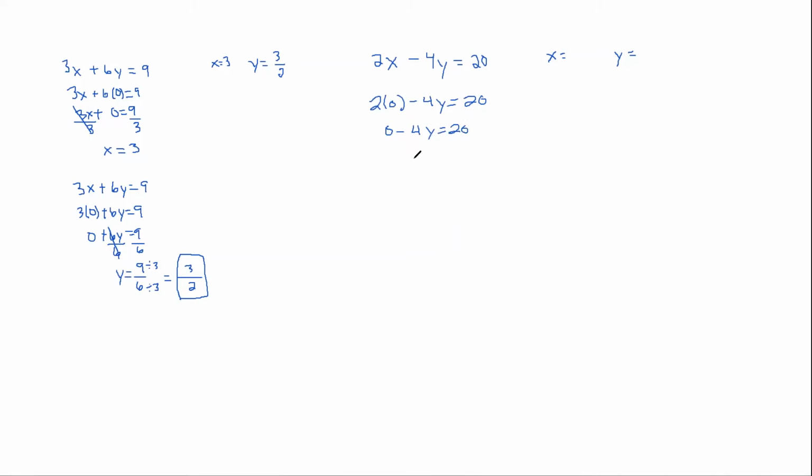Okay. So now I have this part. Now we're going to divide it by -4. And this will cancel on this side. So y is equal to -5.